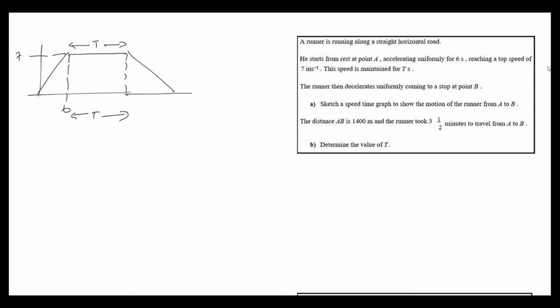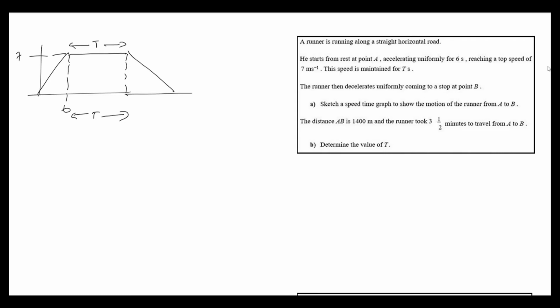The mark schemes are looking for two things specifically. Firstly, the shape, to show that you're accelerating, you have a constant speed, then you're decelerating. So positive gradient, horizontal line, negative gradient. That alone is going to be worth a mark. Second, we're going to get a mark for labeling on the axes. So the 6 and the 7, definitely we should get, and just representing the t somewhere in this diagram.